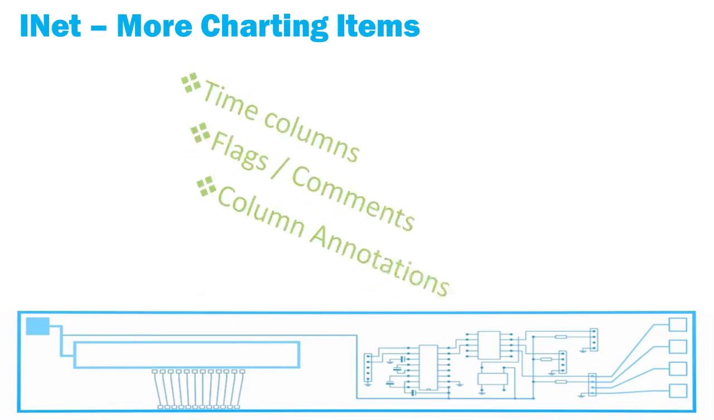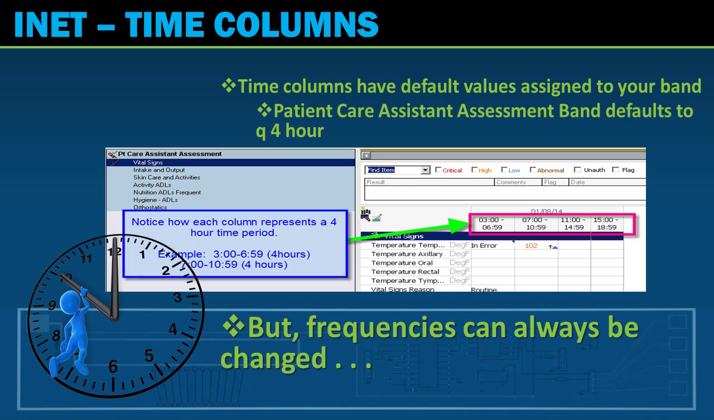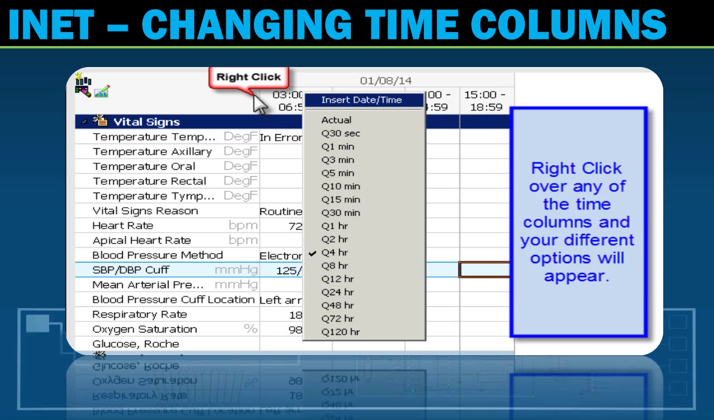A few more things to talk about in INET: the time columns, flags or comments, and then some annotations. Time columns have different default values assigned to your band. So as a patient care assessment band, it defaults to Q 4 hours. So you can see that's how it defaults. But frequencies can always be changed. If you have a patient that you're taking vital signs on more frequently, documenting on more frequently, you can always change these time columns. So as you see in this screenshot here, it's very easy to change the time column.